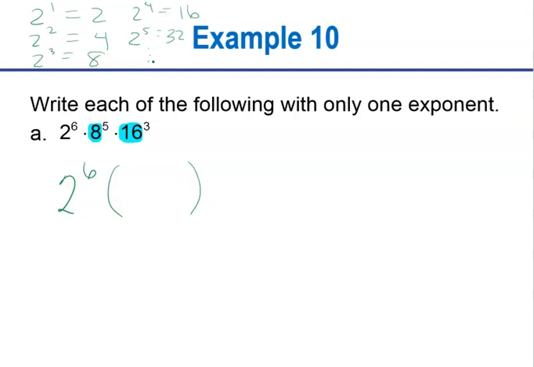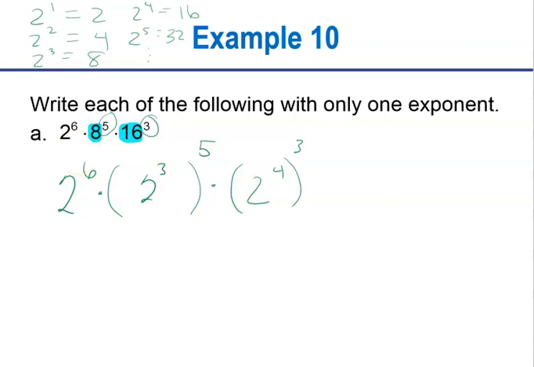But 8, I'm going to replace that with 2 to the third. What am I going to do with that 5 on the outside? I'm just going to rewrite it up here. It's still there. It hasn't gone anywhere. Look, 16. I can rewrite that as 2 to the fourth power. Now what am I going to do with that 3? It's still out there. So I replaced 8 with 2 to the third. I replaced 16 with 2 to the fourth.